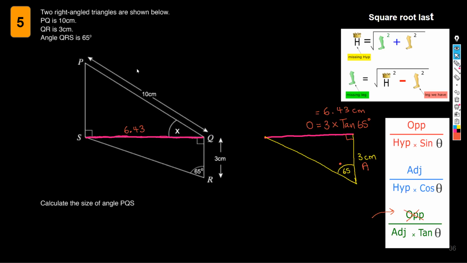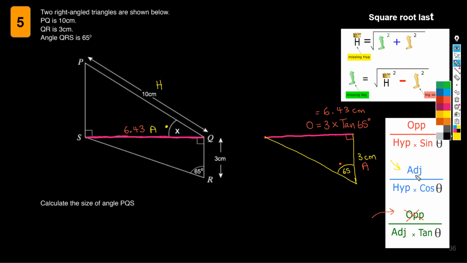Now we still want to find X. Now only pay attention to the larger triangle. If we are standing by X in the larger triangle, then the 10 is definitely the hypotenuse, and this 6.43 is right next to the angle, so it is the adjacent. So to find angle X, we need to choose a formula with adjacent and hypotenuse in it. And there's only one it could be, cosine.